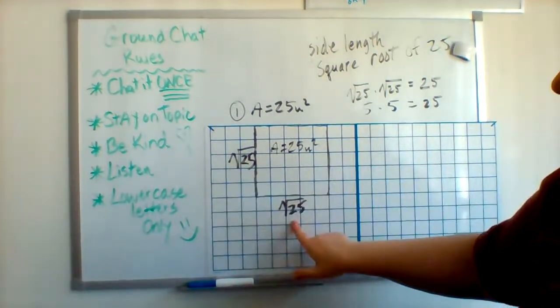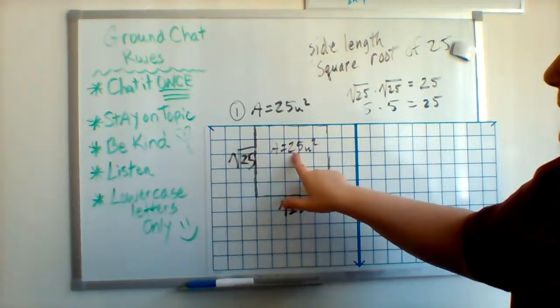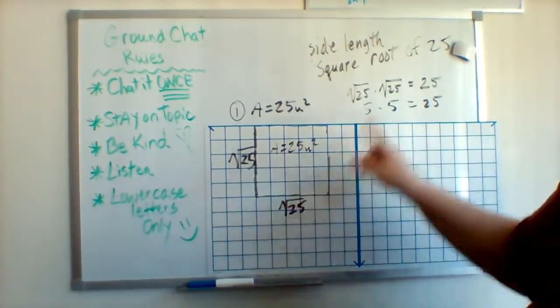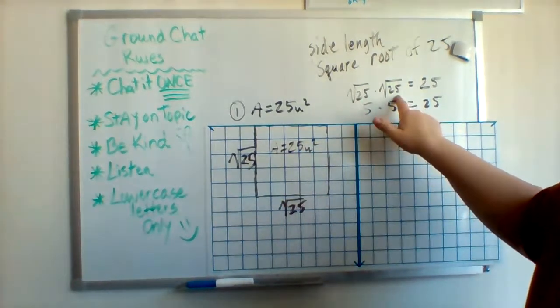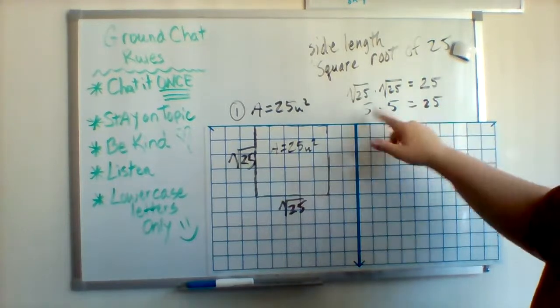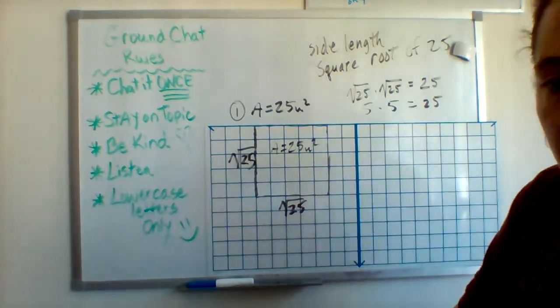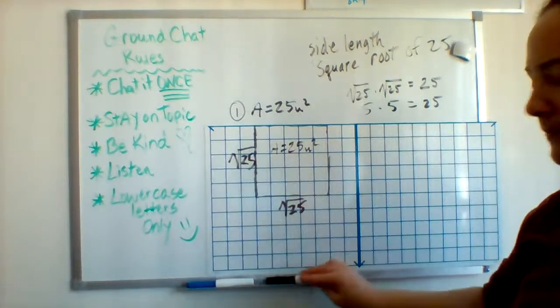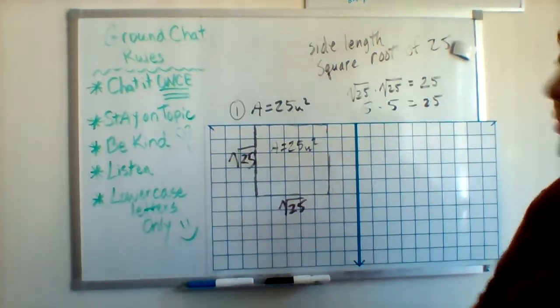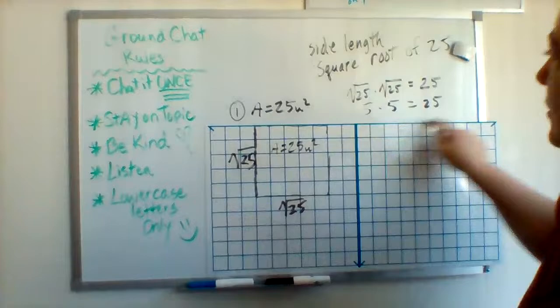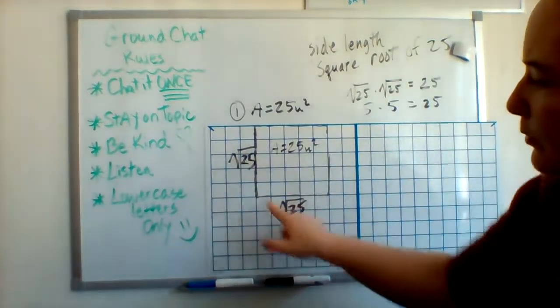If this is 5 and this is 5, and the area of the square has to be 25, then this must be true, that the square root of 25 times the square root of 25 is 25. 5 times 5 is 25, and that's why. Do you agree with that statement? With this mathematical equation right here that I came up with based on what you just told me?